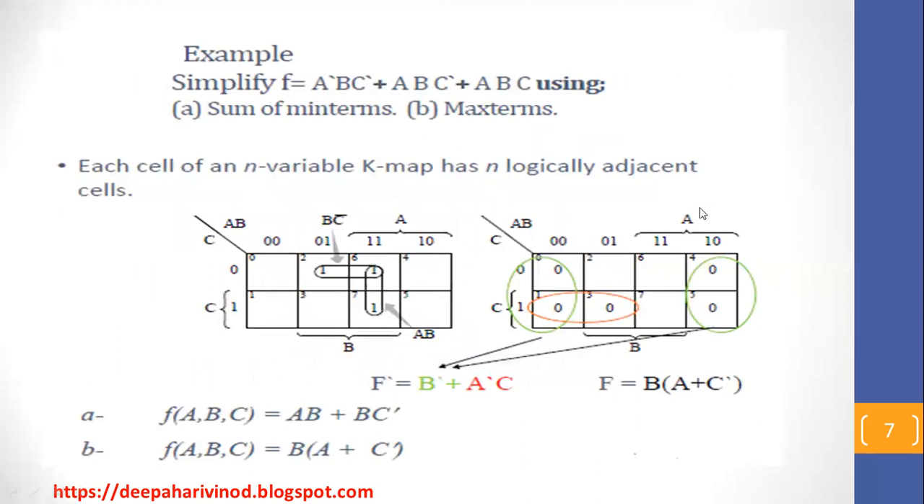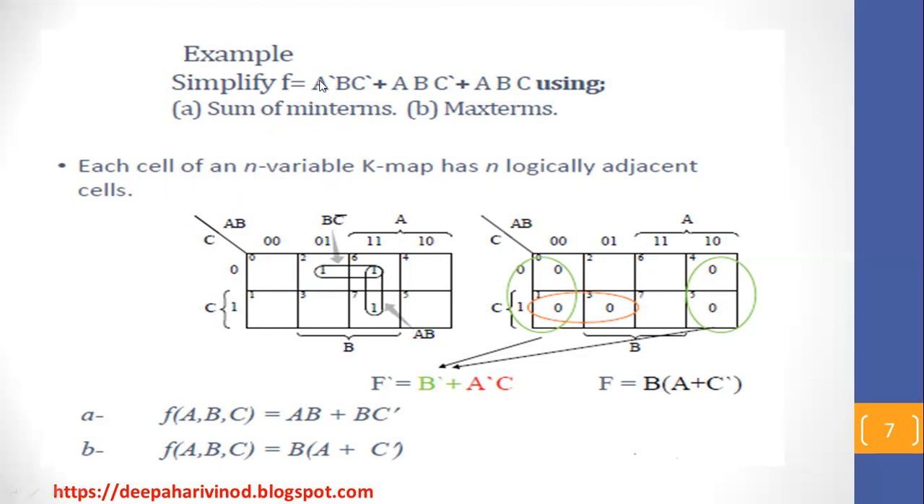So here we will be discussing SOP as well as POS. Check out an example: f of ABC, f equal to A bar B C bar plus A B C bar plus ABC, using sum of minterms and maxterms. So let me choose minterms here. For SOP, what is the difference? In case of SOP, I'll be highlighting with 1, and for POS, I'll be highlighting with zeros.